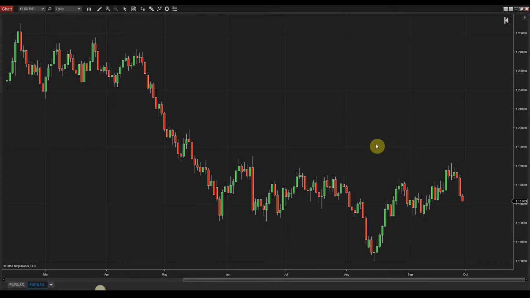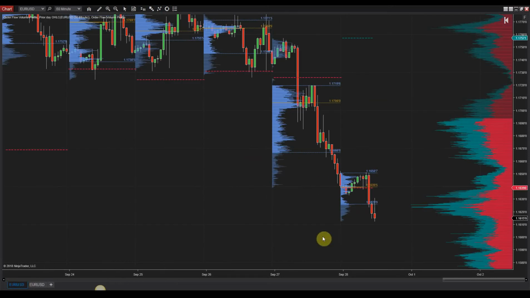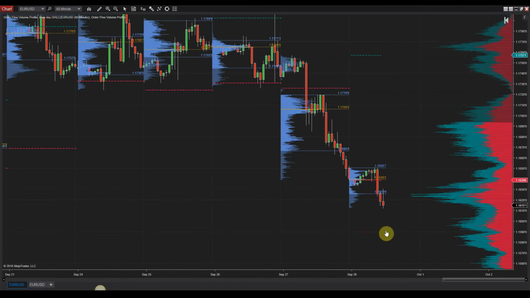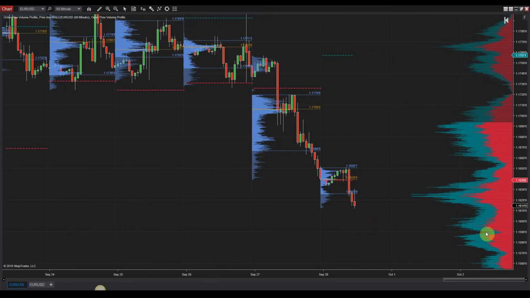So looking at the chart, we don't want to just jump into this move. Here's the daily chart here. So what I'm going to do is I'm going to jump into the profile chart here and just look for a simple pullback trade today. So we have a small range so far today.